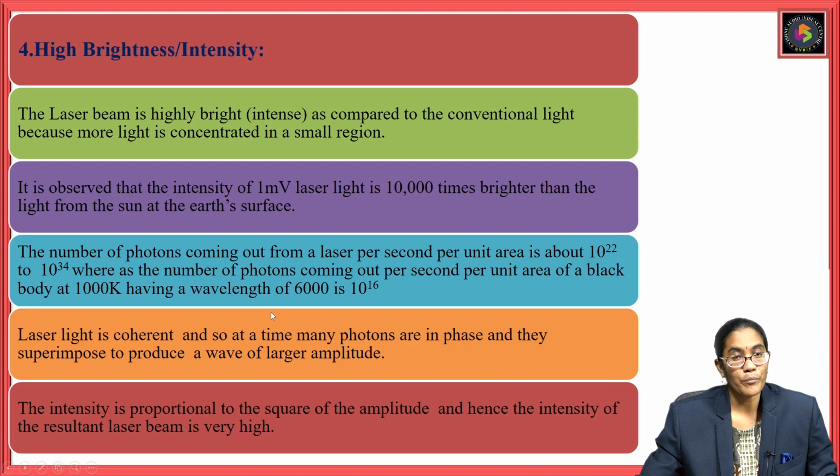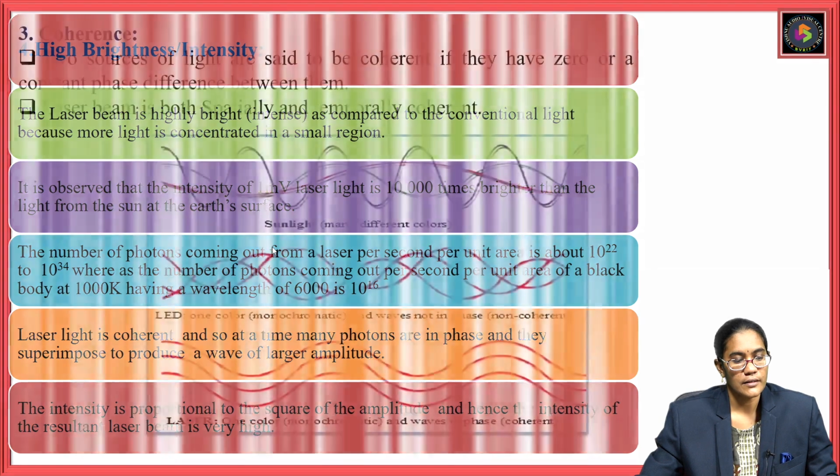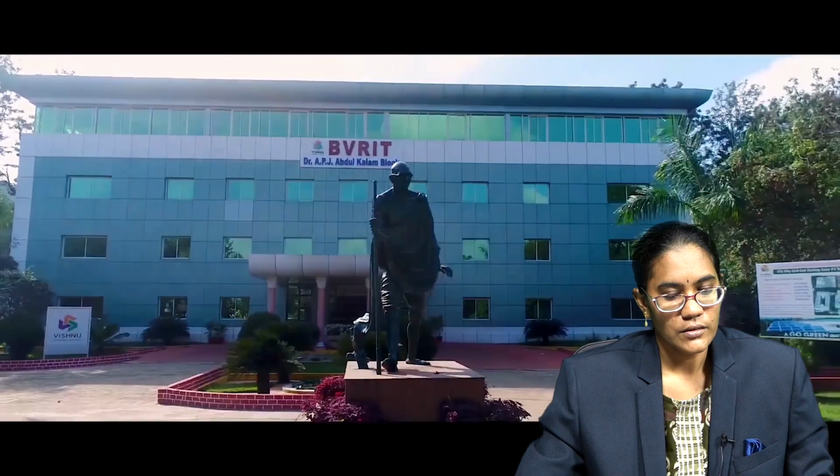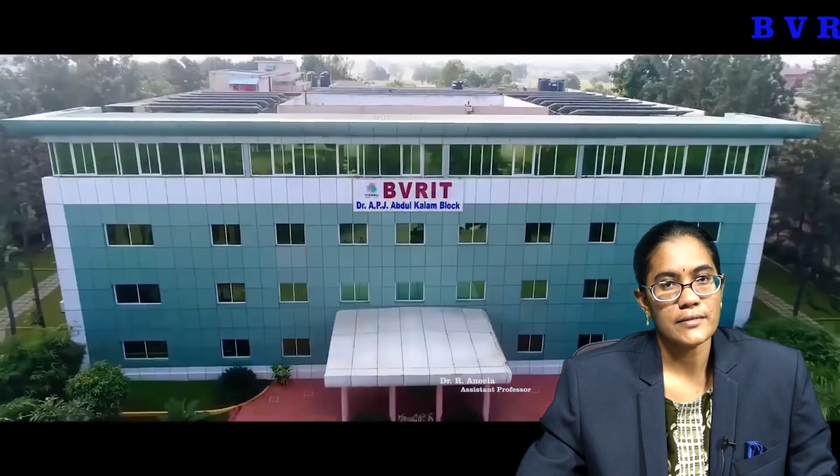So these are the four important characteristics. The laser light is highly coherent in nature, it exhibits high monochromaticity, it has high brightness or high intensity, and high directionality. With this, I'll summarize today's class.